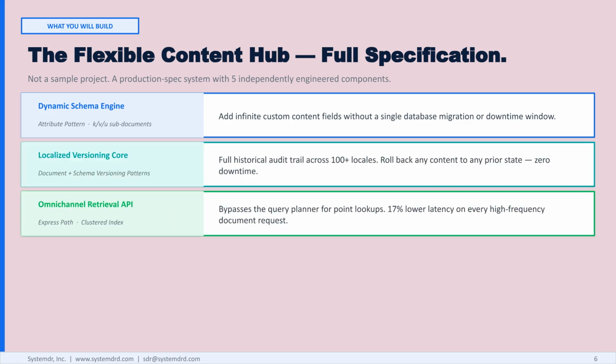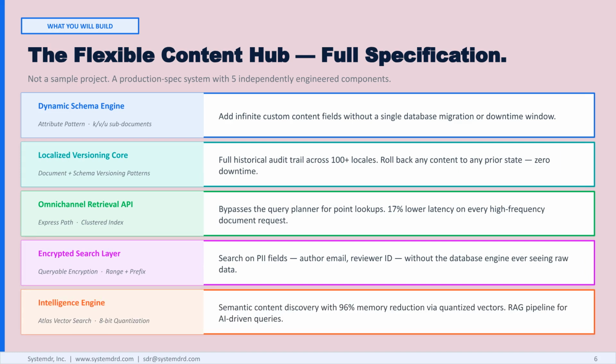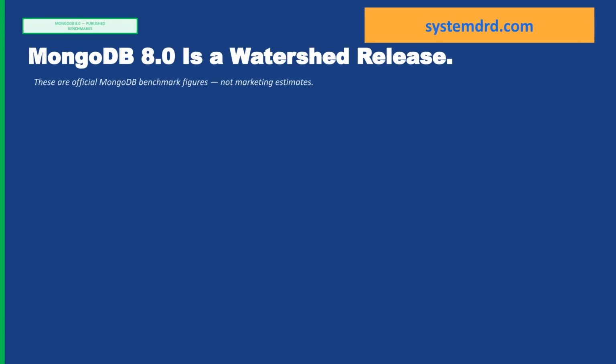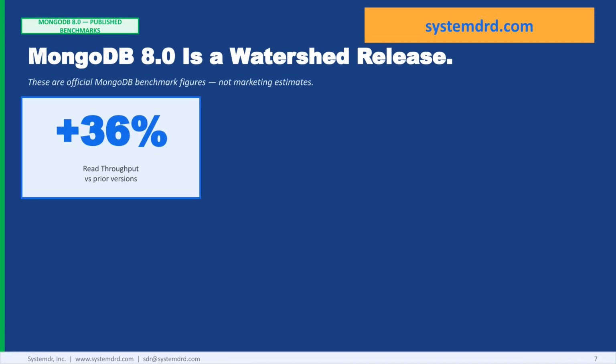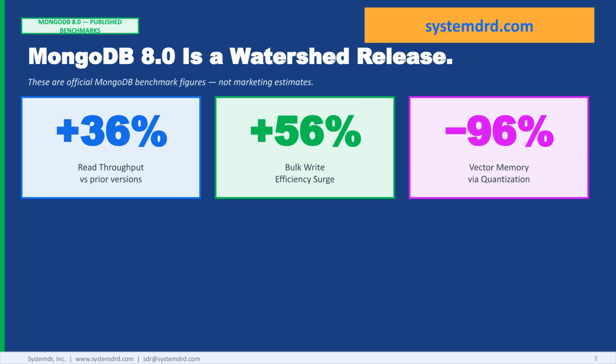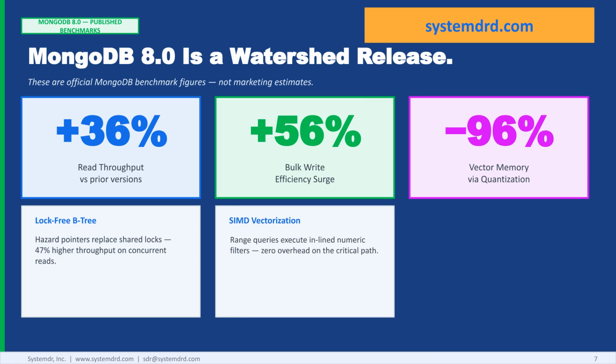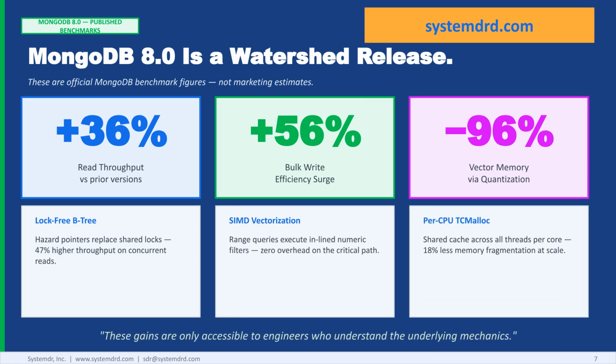You'll build a dynamic schema engine for infinite custom fields and a localized versioning core for audit trails and zero downtime rollback. MongoDB 8.0 is a watershed release. Official benchmarks show a 36% increase in read throughput, a 56% surge in bulk write efficiency, and a 96% reduction in vector memory via quantization. These gains are accessible to engineers who understand the underlying mechanics.